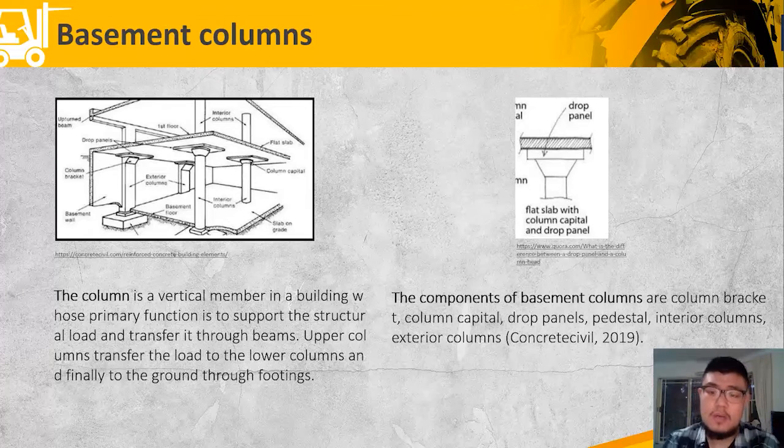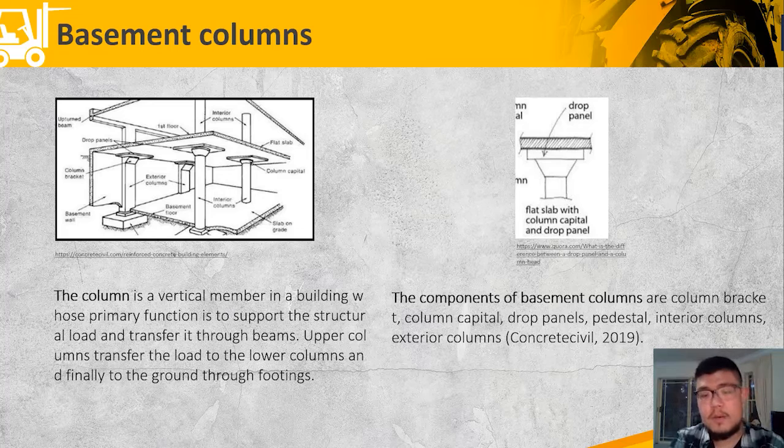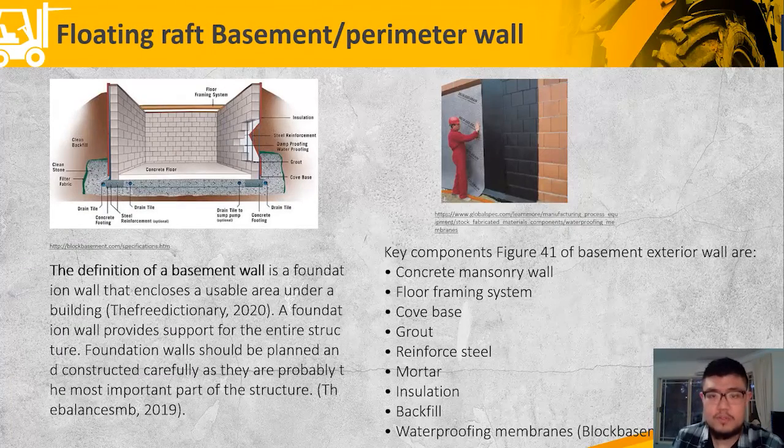So the components of the basement column are column brackets, column capital, drop panel, pedestal, interior columns, and exterior columns. As you can see, all the content is in the diagram on the left-hand side. And George will introduce the following content.